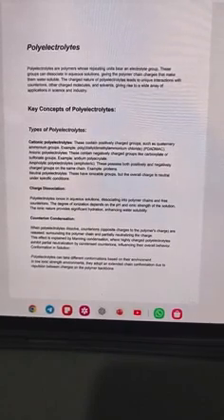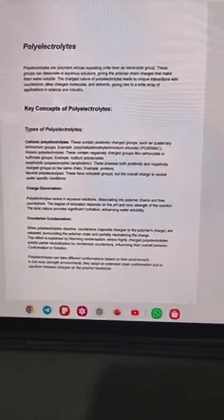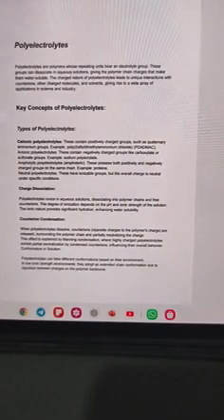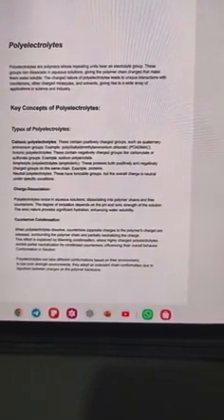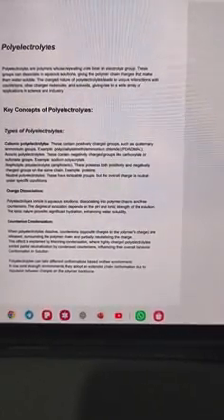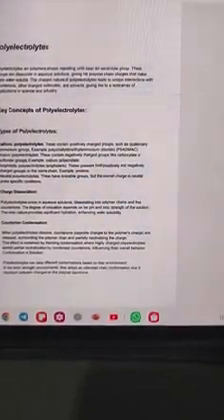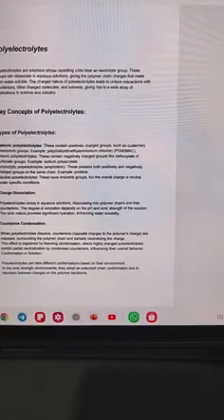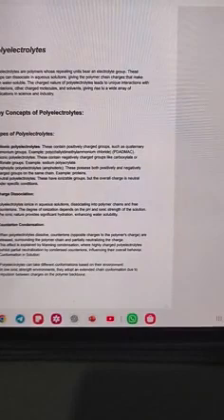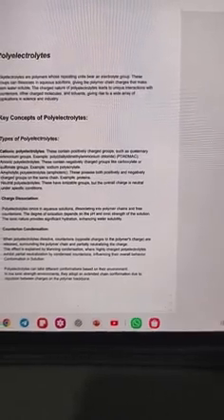Polyelectrolytes are polymers whose repeating units bear an electrolyte group. These can dissociate in aqueous solution, giving a charged polymer chain that makes them water soluble. The charged nature of polyelectrolytes leads to unique interactions with counterions, other chain molecules, and solvent, giving rise to a wide array of applications in science and industry.